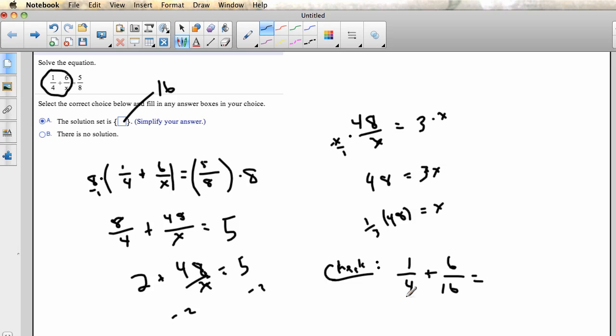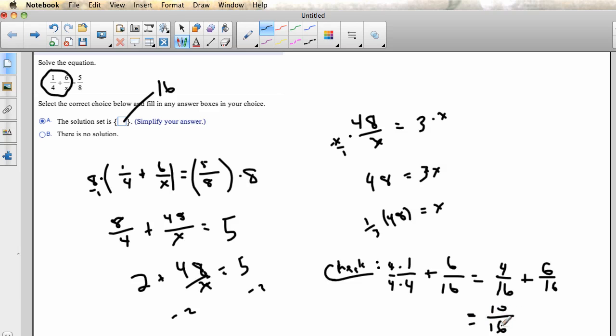The common denominator between 4 and 16 is 16, so I can multiply top and bottom of this fraction by 4. So 4 times 1 over 4 times 4. That's the same fraction, just written in a different form, so that's 4 over 16. Of course, 6 over 16 already has that denominator. That's 10 over 16.